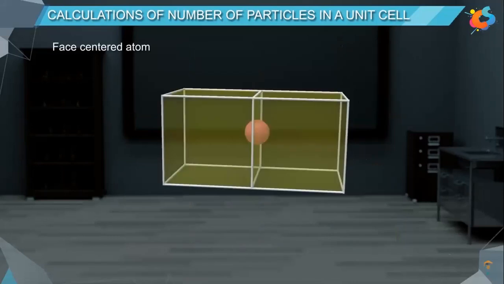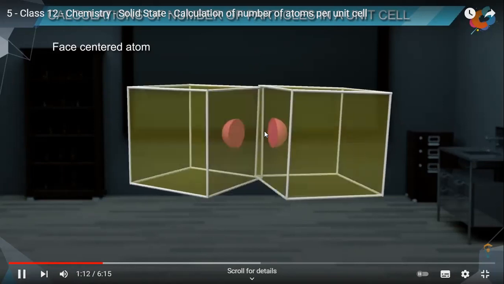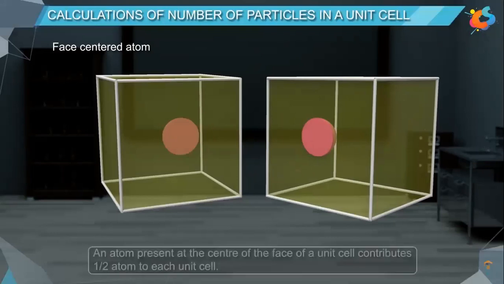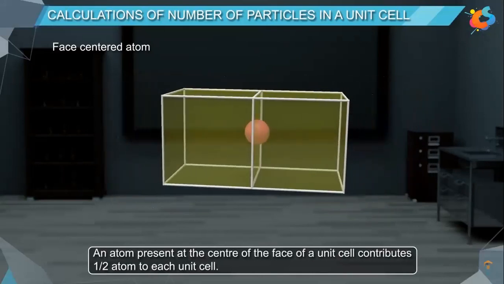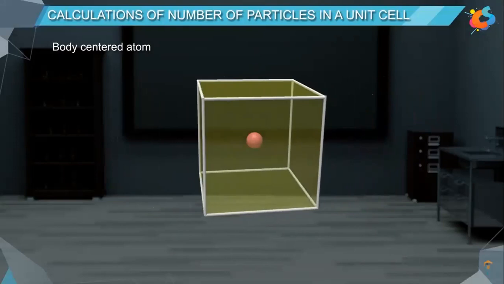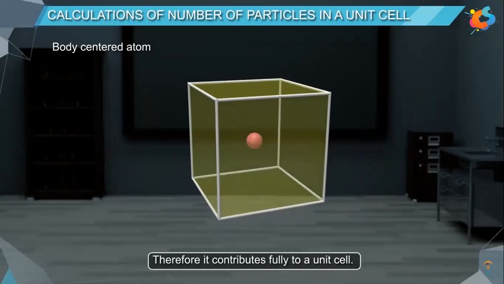A face-centered atom is shared. Now this is the face-centered one. Whatever atom is at the face center is shared among 2 unit cells having a common face. Therefore, an atom present at the center of the face of a unit cell contributes 1/2 atom to each unit cell. A body-centered atom is not shared by any adjacent unit cell in a crystal lattice. Therefore, it contributes fully to a unit cell.